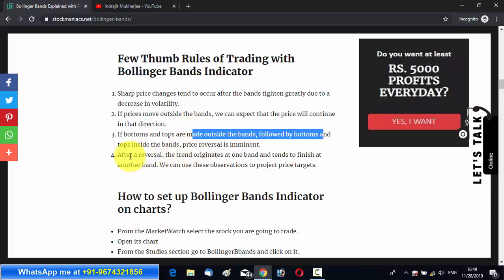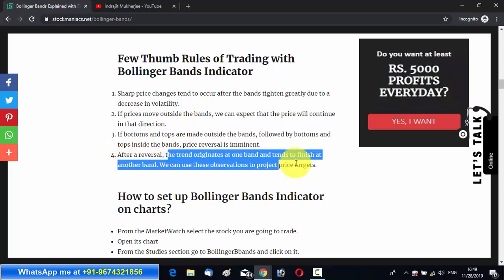And you can use these Bollinger Bands to project price targets. So either the middle band can be the target, or the lower band, or the upper band, as per your position. Whenever you are in a buy position, you can target the middle band or the upper band, and whenever you are in a sell position, you can target the middle band or the lower band.